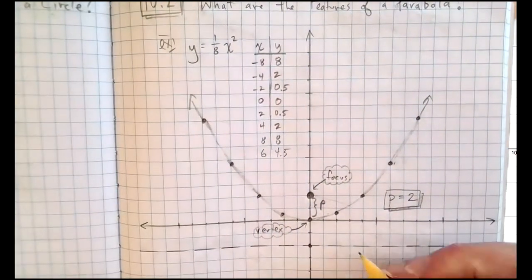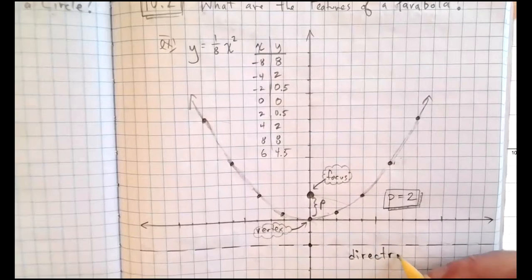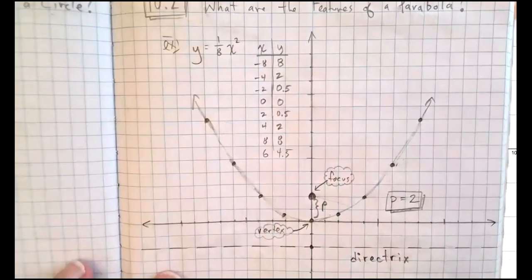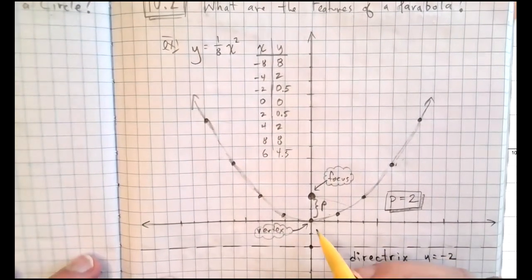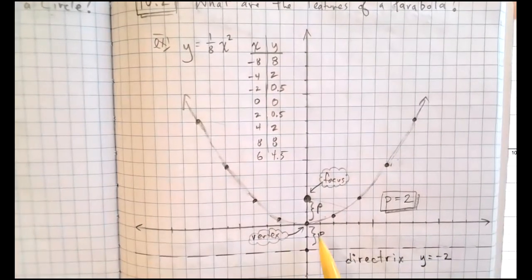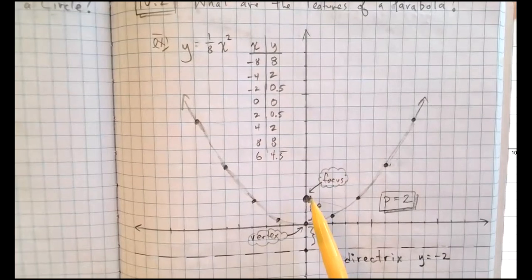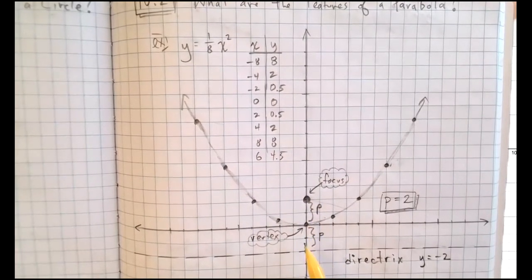This here is called the directrix, which is one of the more fun words to say in this class. And the directrix in this particular case is the line y equals -2. And the directrix is always p units away from the vertex. So it goes in this order. You have the focus inside the parabola. You have the vertex that's part of the parabola. And you have the directrix, which is a line outside the parabola.